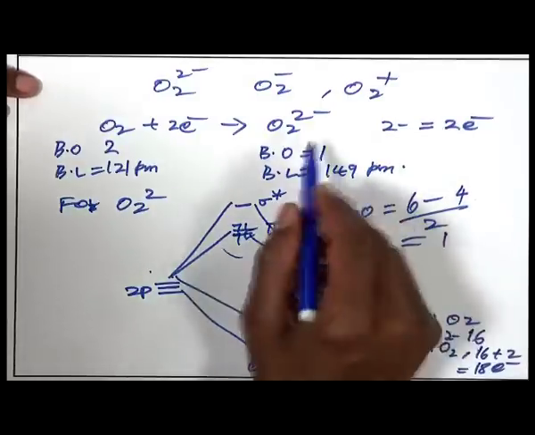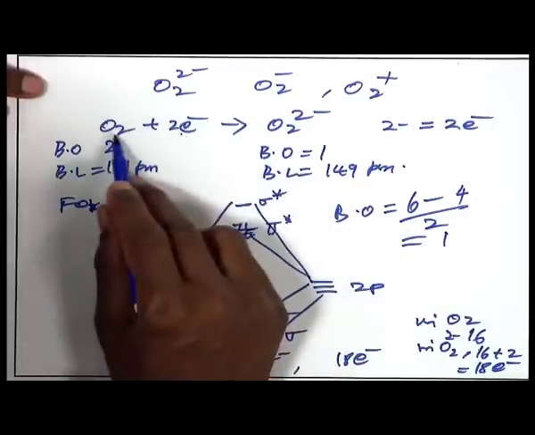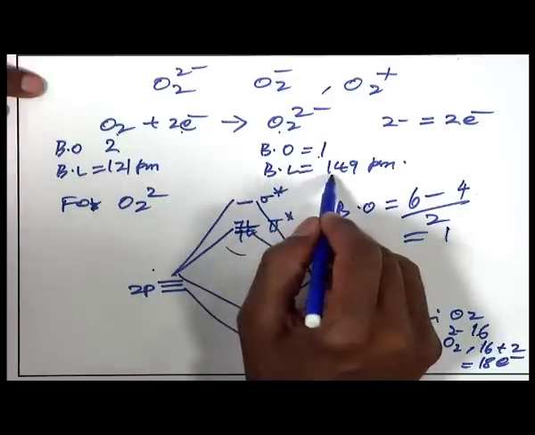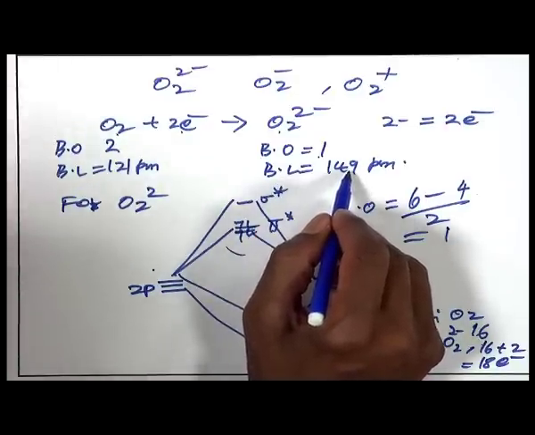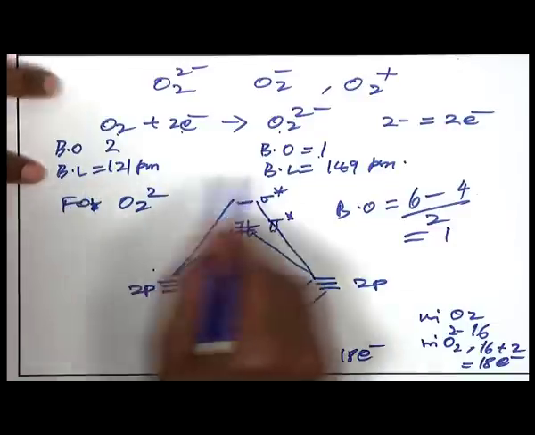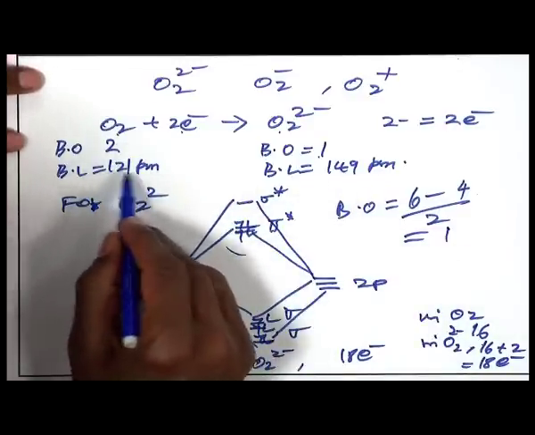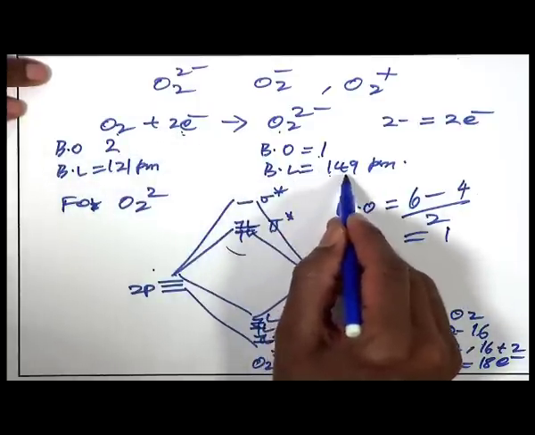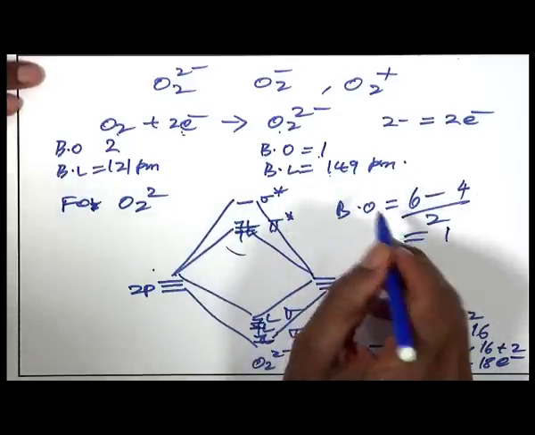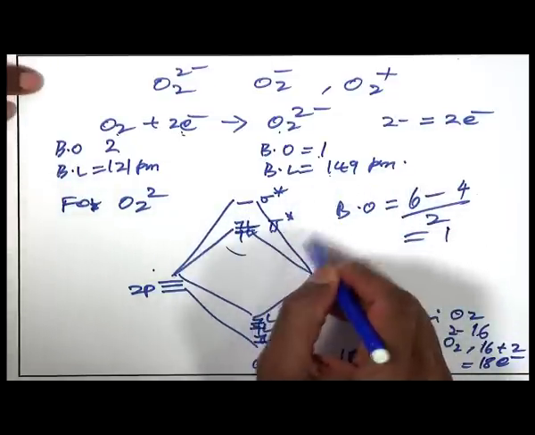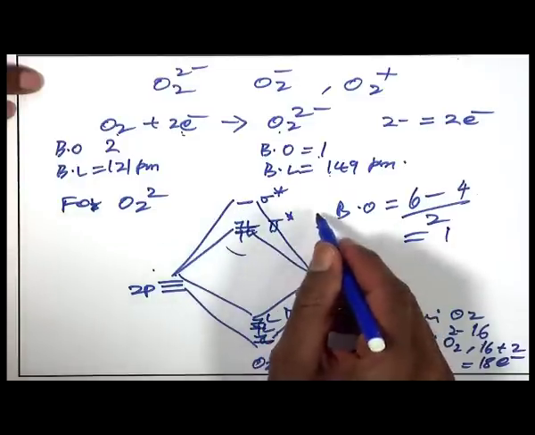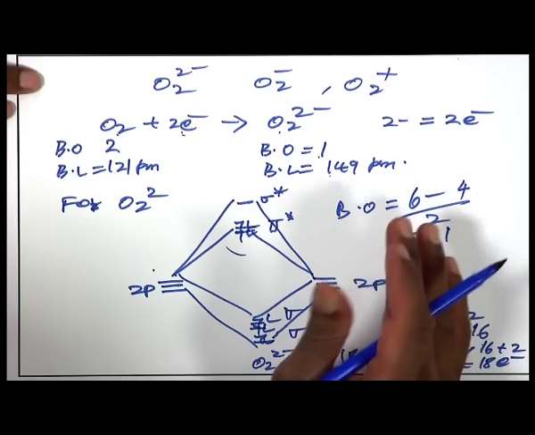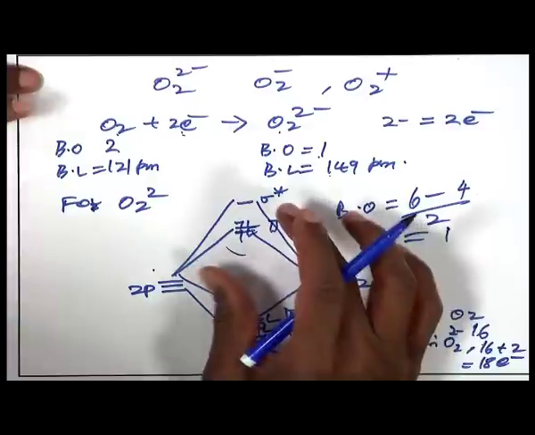That is why I have written here, when you give 2 electrons to O2, it becomes O2 2 minus. The bond order is 1, the bond length is 149. Compared to the starting O2, the bond distance found in O2 is 121 picometer only. Now, after giving 2 electrons, the bond length is increased to 149. What is the reason? Because electrons are added to the antibonding orbital. Whenever electrons are added to the antibonding orbital, the bond order decreases. When the bond order decreases, the bond length increases.